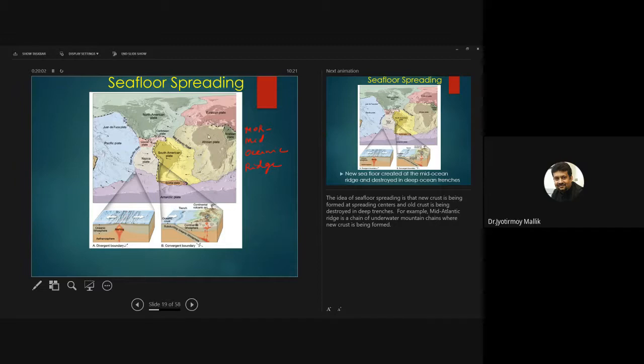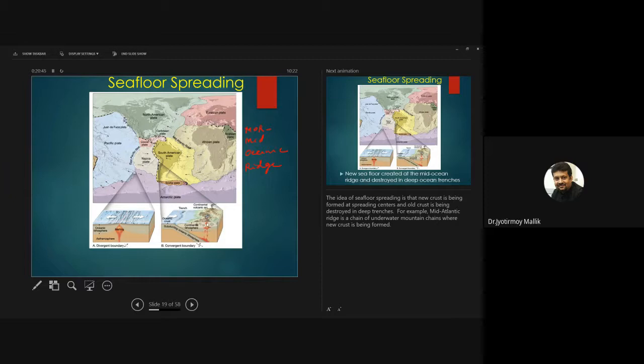It is perhaps destroyed in a place somewhere like this, and this is what we call a trench or a subduction zone. So what we are observing here is that this older crust, which was once formed at the mid-oceanic ridge, is getting beneath the continental lithosphere, beneath the continental crust, and being destroyed, right? So this is what we call a convergent plate boundary, and the crust which is being generated at the mid-oceanic ridge gets destroyed at the trench.